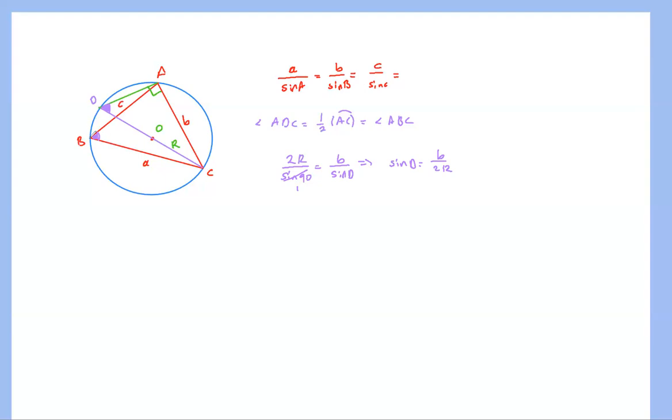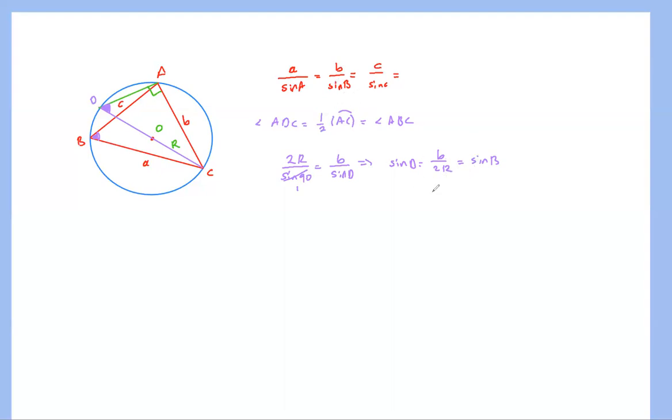If I remember, angle B and angle D were equal to each other because they are facing the same arc. So sine D is actually the same as sine B in my figure. And if this is the case, I can replace sine B with B over 2R. So B over sine B can be written as B over this ratio.